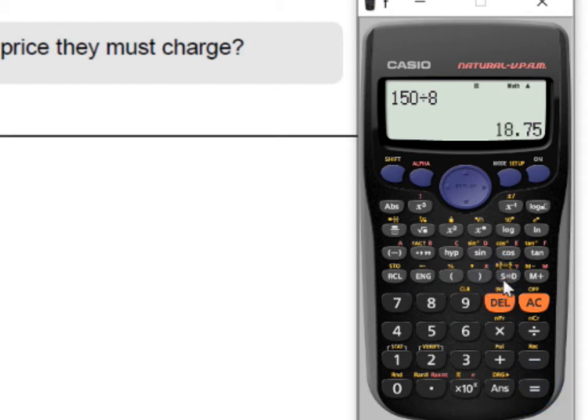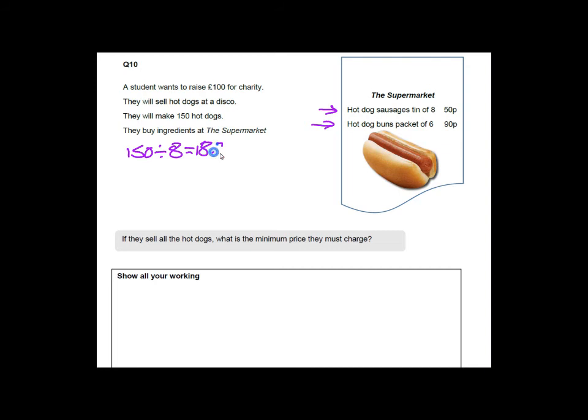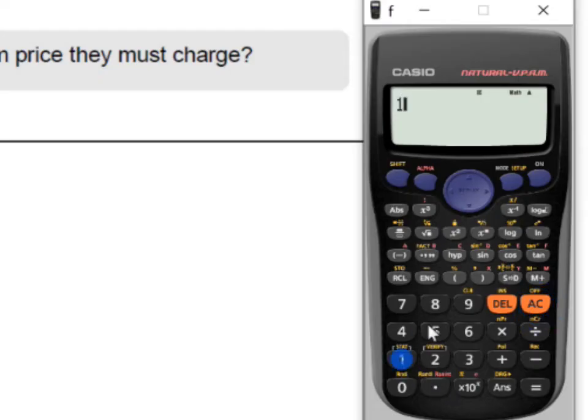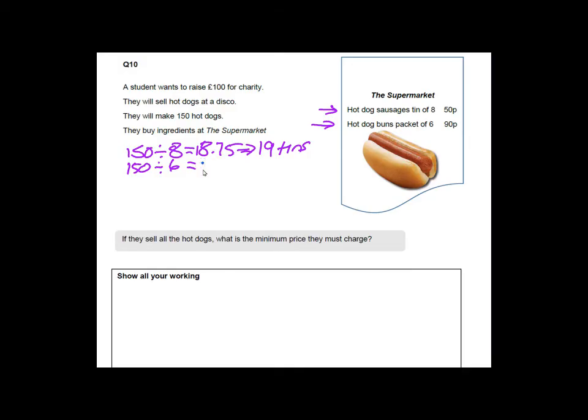So that's 18.75. So you can't buy 0.75 of a tin, so we need 19 tins of hot dogs. Let's do the same for the buns. So we want 150 hot dogs. There are 6 in a pack. And that's exactly 25 packs.